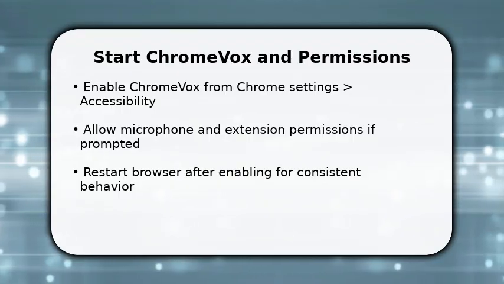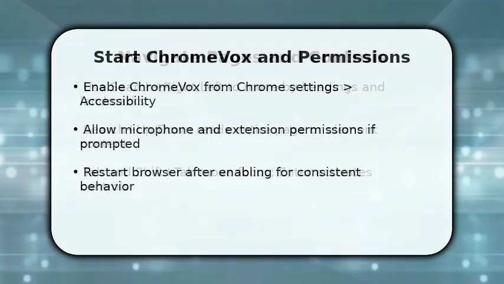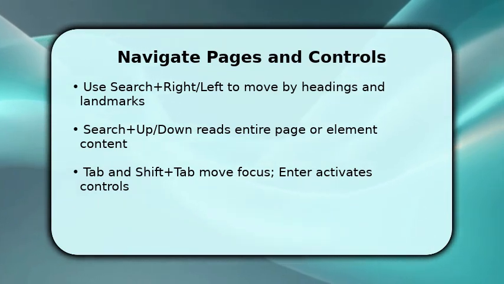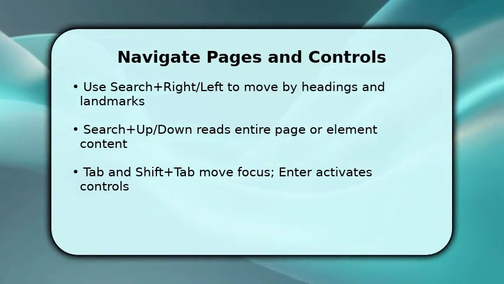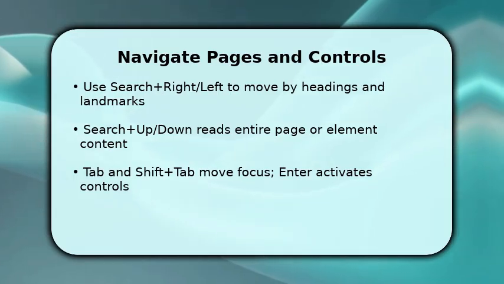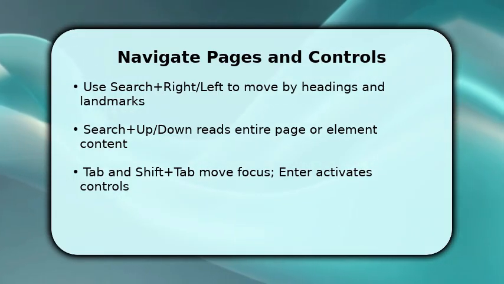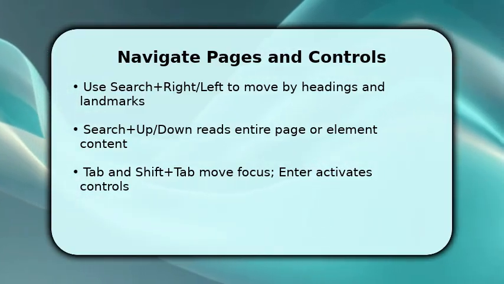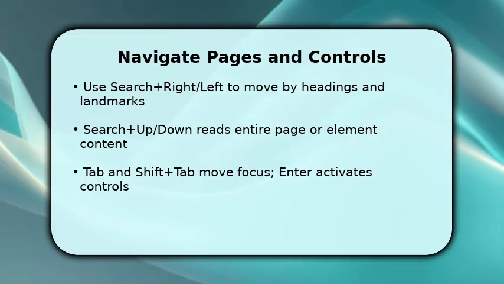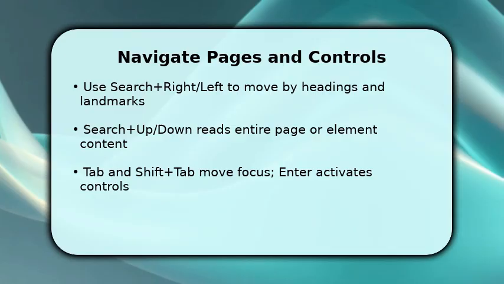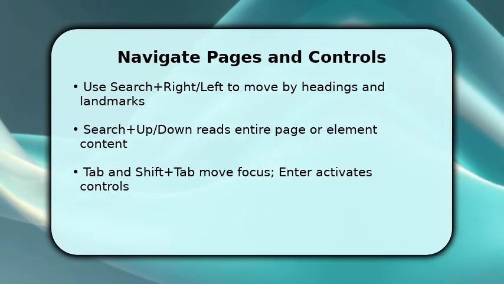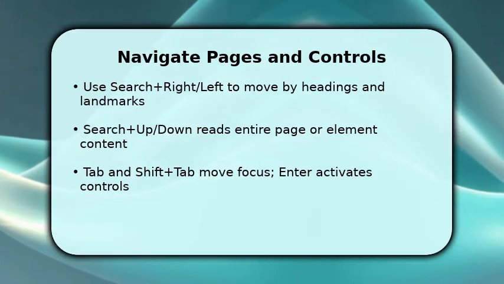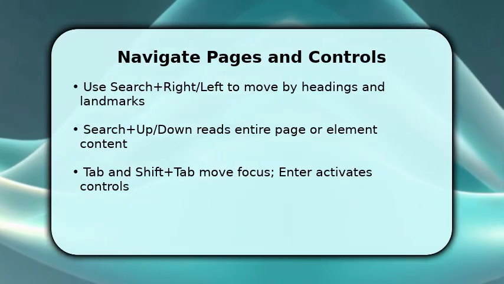Press Ctrl plus Alt plus Z to toggle ChromeVox. You will now move through the page using ChromeVox navigation. Use the search key plus right or left to jump by headings and landmarks. This helps you find sections quickly. Then use search plus up to read the current region or search plus down to stop and resume. These let you scan long content efficiently. Make sure to use Tab and Shift plus Tab to shift focus to interactive controls, and press Enter to activate buttons or links. Practice these combos until they feel natural.